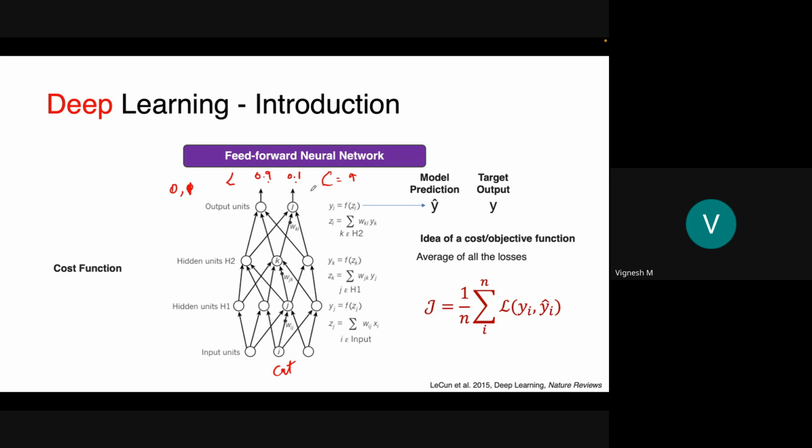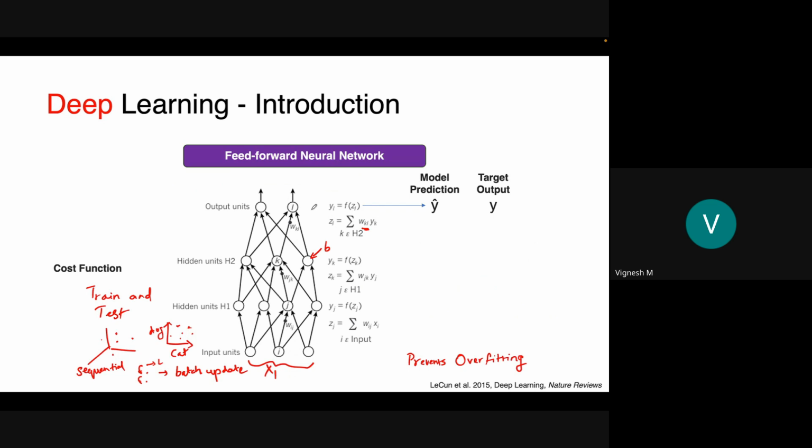And what you are going to do is take that information and try to minimize it. You can do this in two ways. One is to do it sequentially, so for every loss that you calculate, you update the parameters. Or you collect all the losses and do it as a batch update.